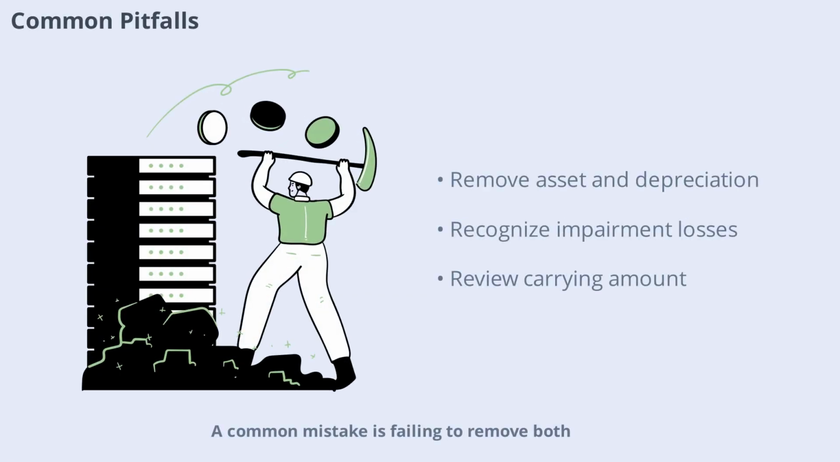A common mistake is failing to remove both the asset and its accumulated depreciation during derecognition. Another pitfall is not recognizing impairment losses before disposal. To avoid these errors, always review the asset's carrying amount and ensure all related entries are made before derecognition.